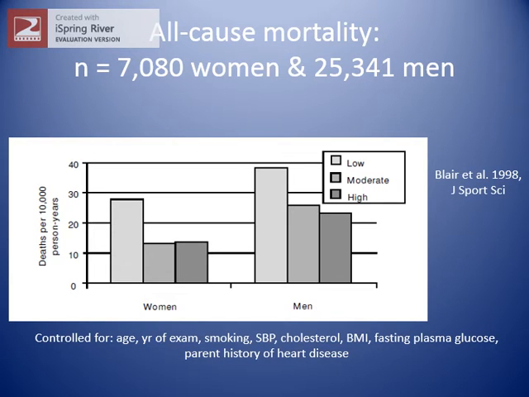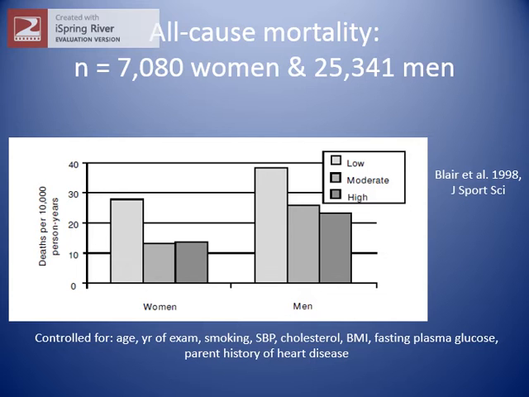Here's some data, though, from this study. There are hundreds of papers published with the ACLS data, but this is the data showing the relationship between physical fitness, not activity, but fitness, which is different. The relationship between fitness and all-cause mortality. Do they die for any reason? There's about 7,000 women and 25,000 men whose data they used.